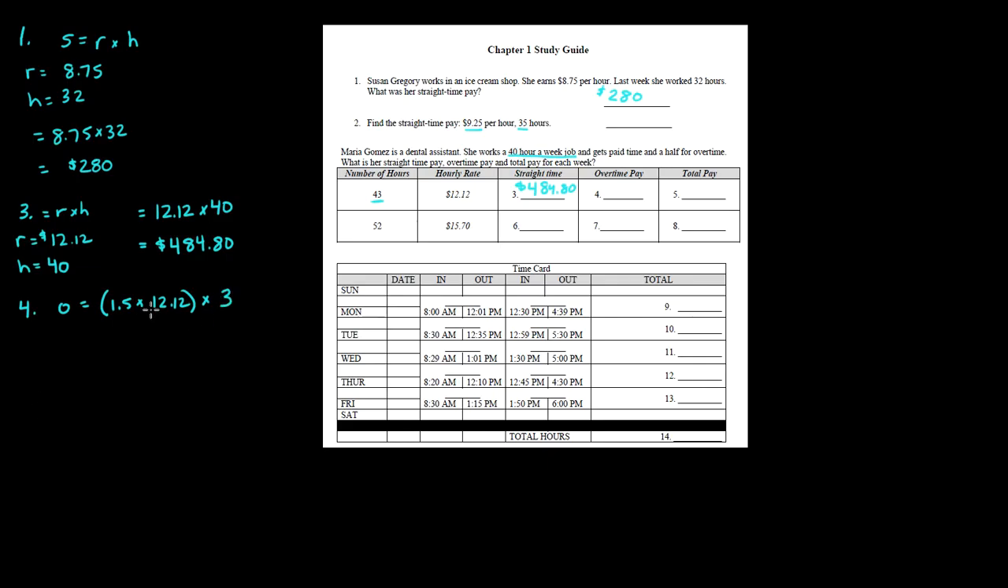I'm going to go 1.5 times 12.12. Remember, order of operations says I do this first. 1.5 times 12.12 is 18.18 times my 3 here. And when I do that, 18.18 times 3, I should get $54.54.